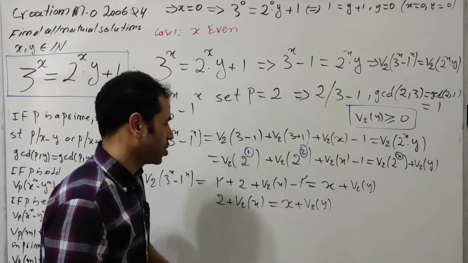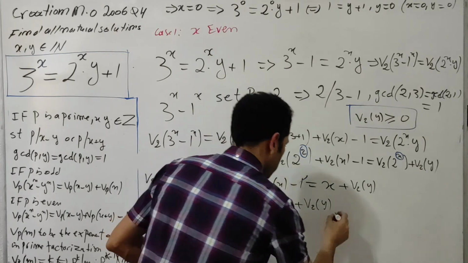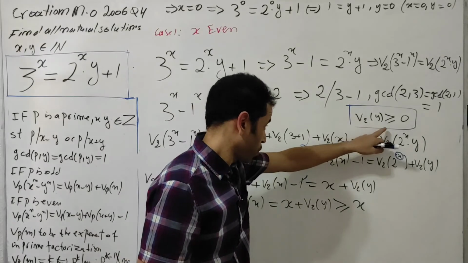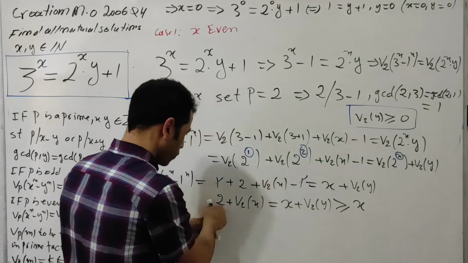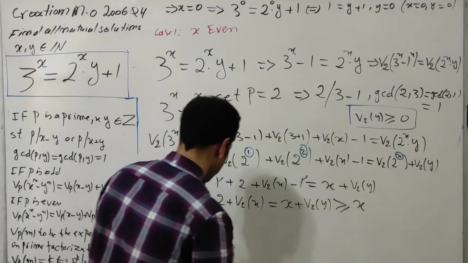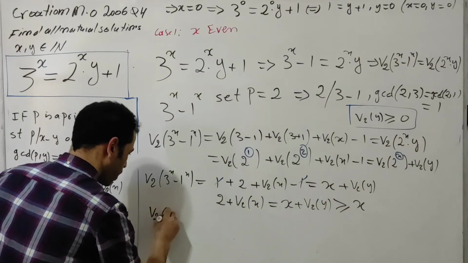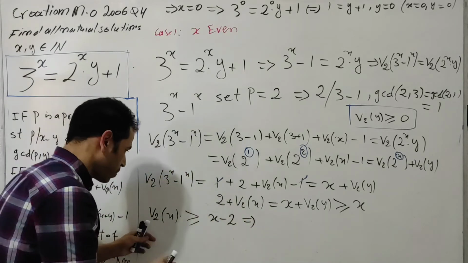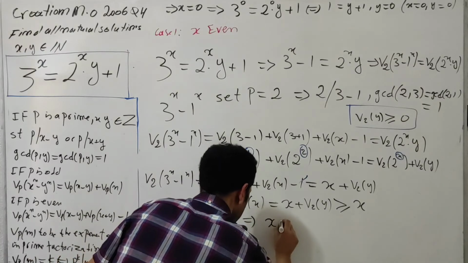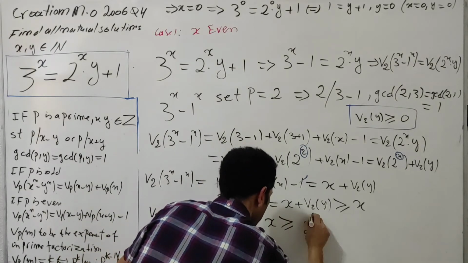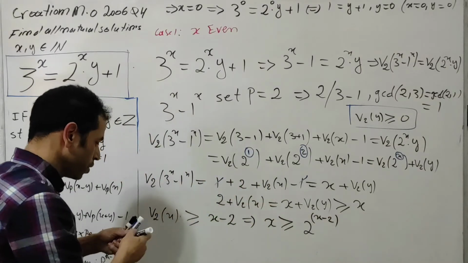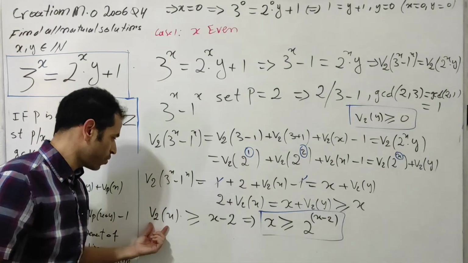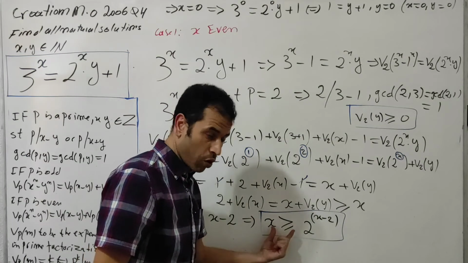Now I'm going to transform this equality into an inequality. This one is superior or equal to x because we know v2 of y is positive, superior or equal to 0. I'm going to move this number 2 over to the right-hand side of this inequality. I will have v2 of x superior or equal to x minus 2. Okay, this one implies x is superior or equal to 2 to the x minus 2. Okay, this statement is true. By taking x out of this one, now we have extracted this inequality.